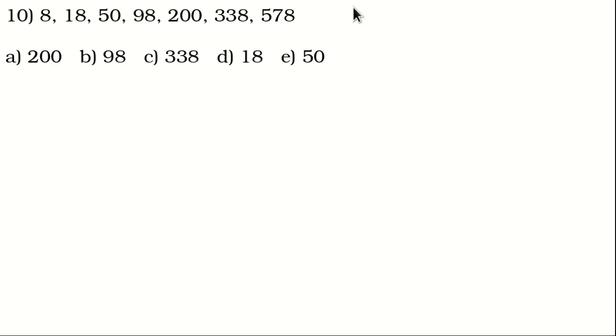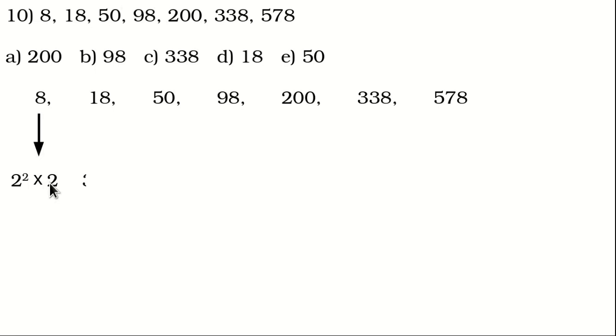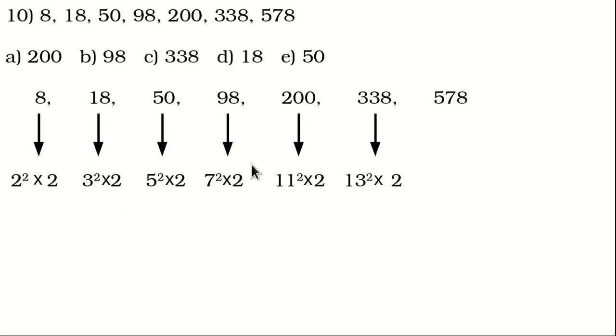Question number 10. So you have to observe the given numbers carefully enough. All the given numbers are even numbers. That's the similarity among the given numbers. So when all the given numbers are even numbers, try to divide them by 2. Let me write it as 2 square into 2. Let it be 3 square into 2. And this is 5 square into 2. This is 7 square into 2.